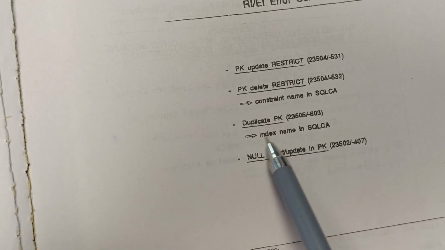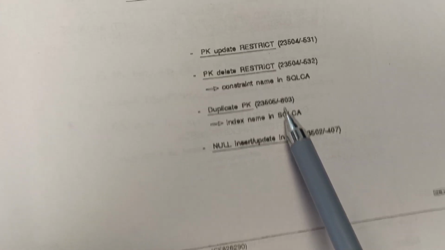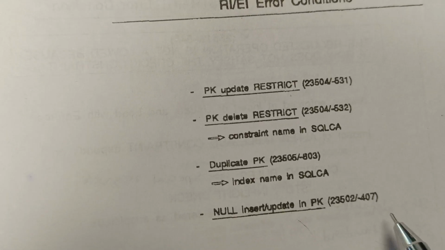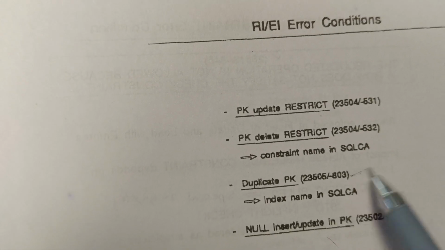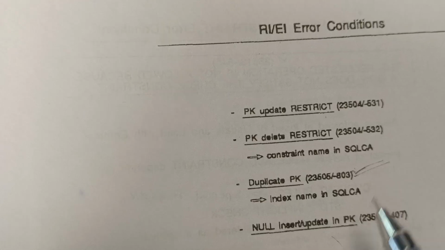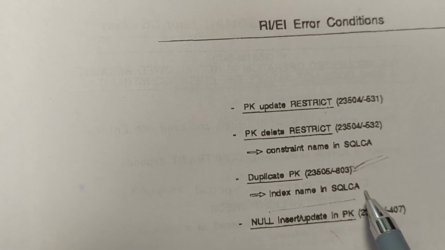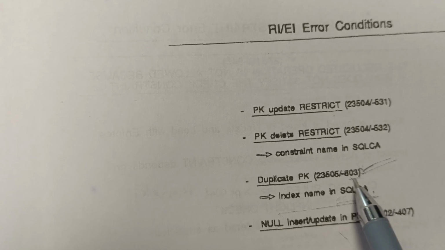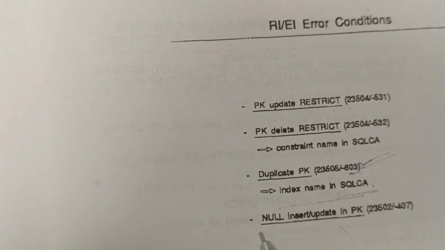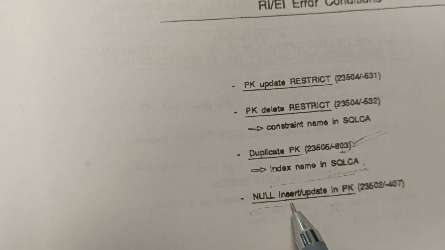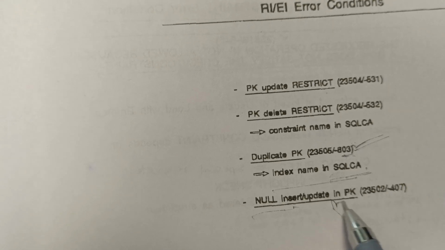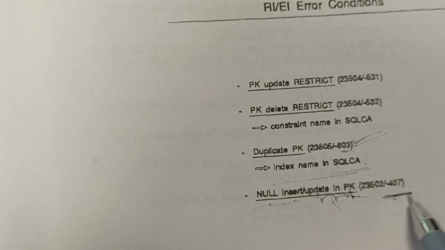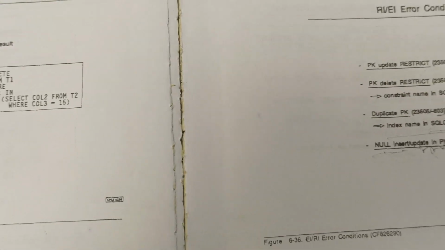And this is a duplicate primary key. What is the error code for the duplicate primary key? Friends, this is another important one. The error code for the duplicate primary key is 803. You can also browse in SQL CA what the error code is, minus 803. Whenever you try to insert null or update null into the primary key, you will get a minus 407 error code.